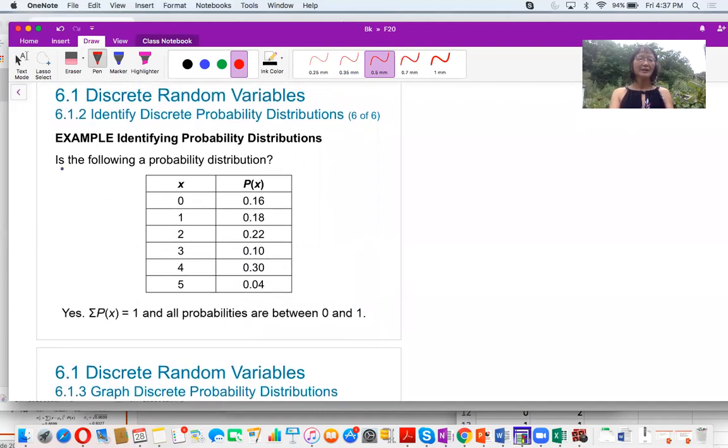This one here. Is this table a probability distribution? Let's check. Number one, if you add all the probability, add all these numbers together, do you get 1? The answer is yes. You add all the probability, it is equal to 1. Second condition, all the probability between 0 and 1. The second condition also matches. So this is a discrete probability distribution table.